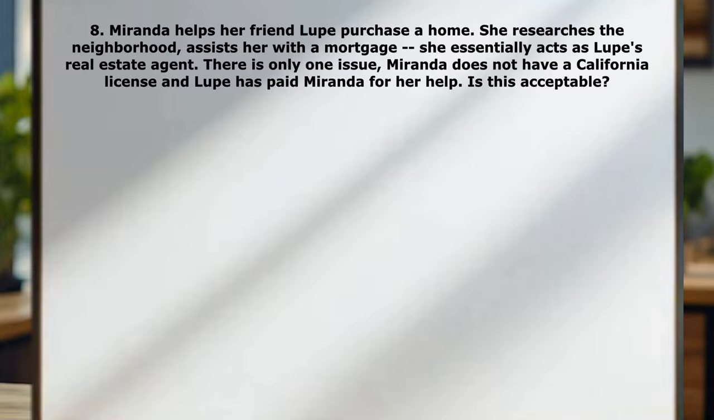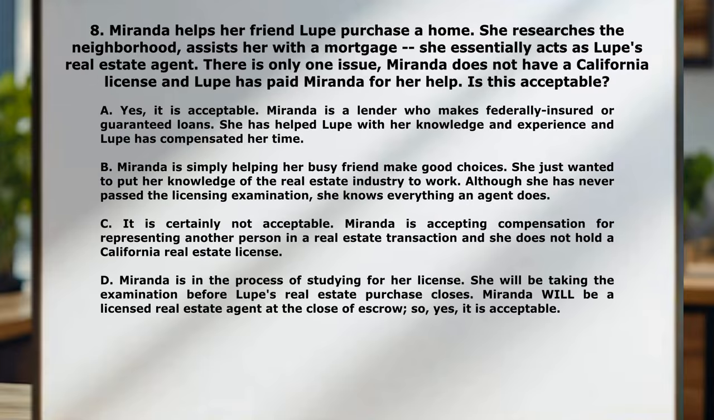She essentially acts as Lupe's real estate agent. There is only one issue. Miranda does not have a California license, and Lupe has paid Miranda for her help. Is this acceptable? A. Yes, it's acceptable.